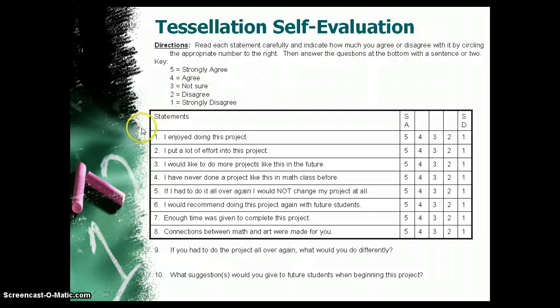After completing your project, you will have to fill out a self-evaluation. I would like you to read each of the 8 statements carefully, and you are going to circle how much you agree with that statement. A 5 would mean that you strongly agree with the statement, and a 1 would be that you strongly disagree. If you're somewhere in the middle, then you may circle the 2, 3, and 4. Finally, at the end, there are 2 questions I would like you to provide me with some responses on.